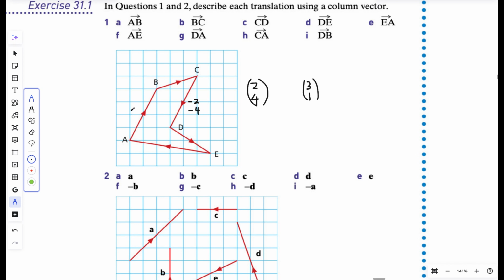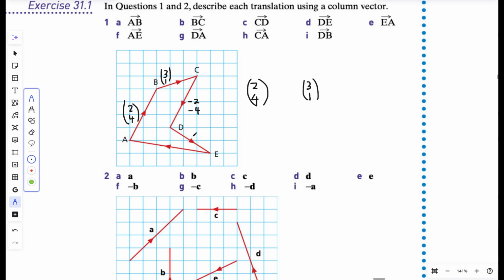Okay, I think we should have been writing them close to their vectors. This vector is 2, 4. AB is 2, 4. This one is 3, 1. This vector is 3, 1. BC is 3, 1.